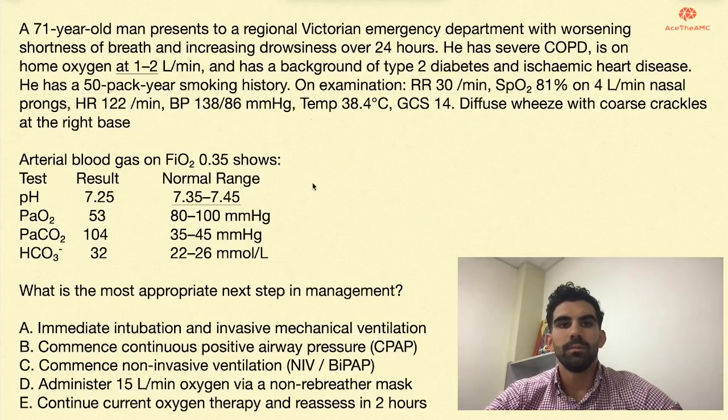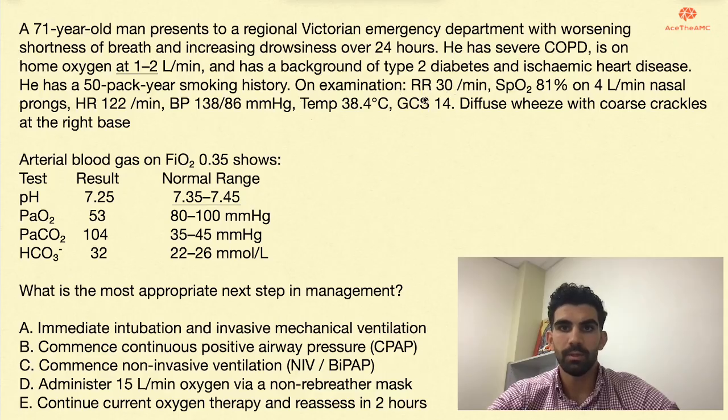So let's go through this important question, which I've found shows up in a lot of AMC recalls and tests: your knowledge of COPD and being able to read an arterial blood gas. So we have a 71-year-old man. He presents to a regional ED. He has shortness of breath, increased drowsiness. He has severe COPD, ischemic heart disease. He has a 50-pack year smoking history.